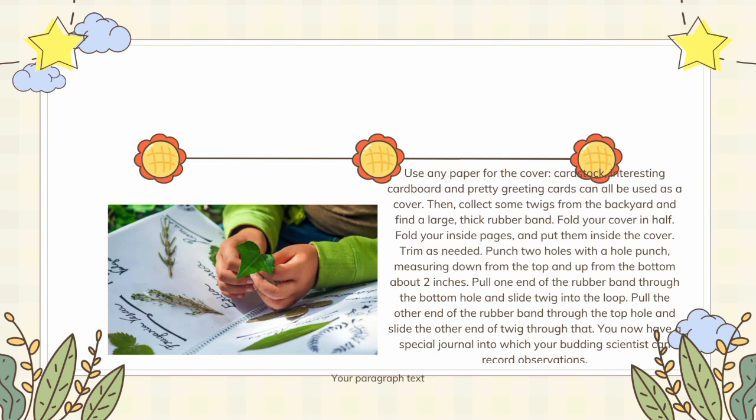Pull one end of the rubber band through the bottom hole and slide a twig into the loop. Pull the other end of the rubber band through the top hole and slide the other end of the twig through that. You now have a special journal into which your budding scientists can record observations.